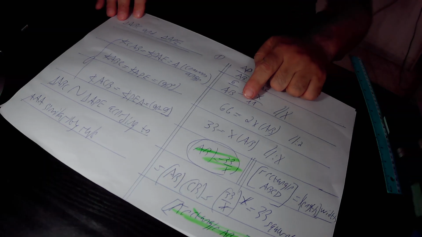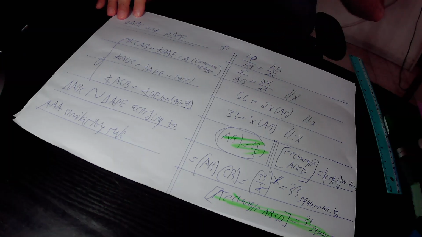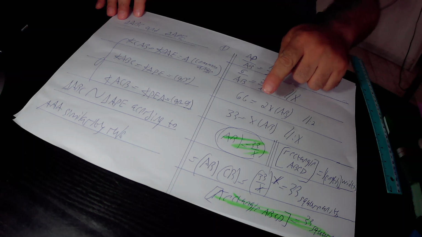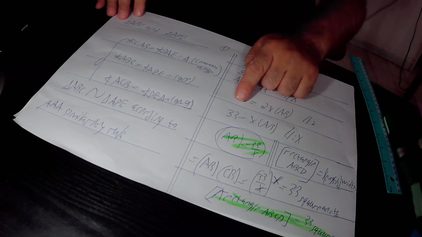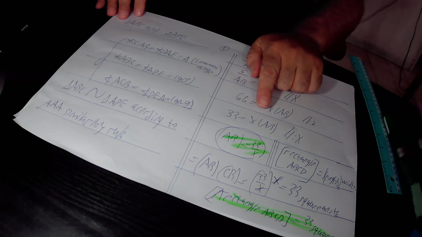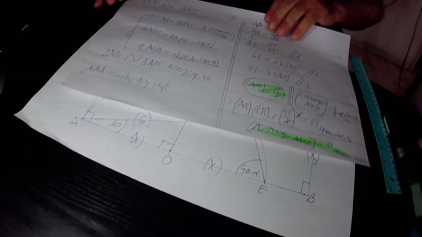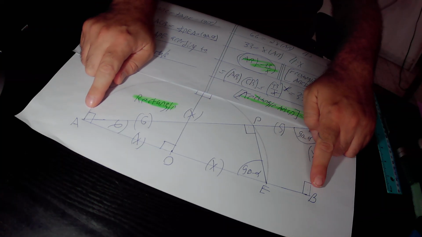Here we divide this equation by 2, and we find that 66 over 2 is 33, and 2x over 2 is x. So in total, this expression equals x times AB. So in total, we found out that 33 equals x times AB. Here we divide this equation by x, and finally find out that AB equals 33 over x units in its length. This is side AB of rectangle ABCD that is equal to 33 over x units.